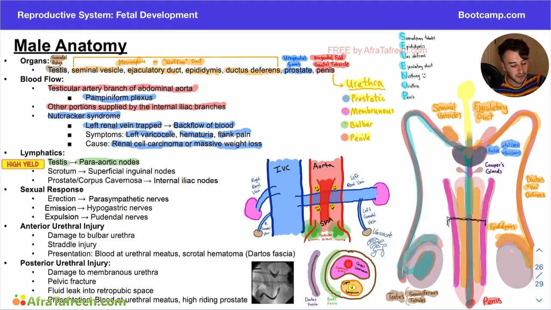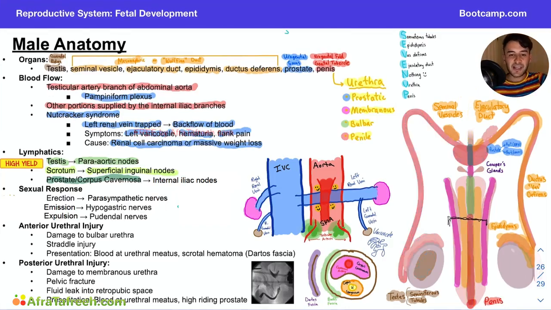We also have some other lymphatic drainage from our scrotum. I'm drawing it in this light green color because I consider light green a superficial color. So we have superficial inguinal nodes to our scrotum because the scrotum is a really superficial structure. And I'm going to use this darker green color to talk about the prostate and the corpus cavernosum, which are going to drain to our internal iliac nodes, which makes sense because they're internal structures, so they're going to drain to an internal node. That's why I'm using this dark, deep green internally.